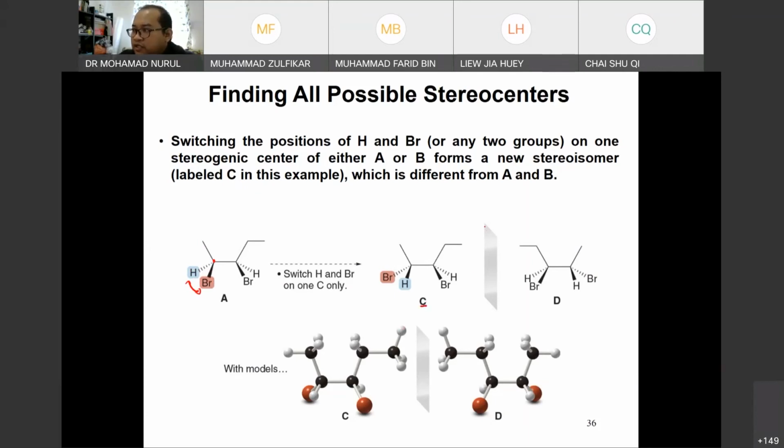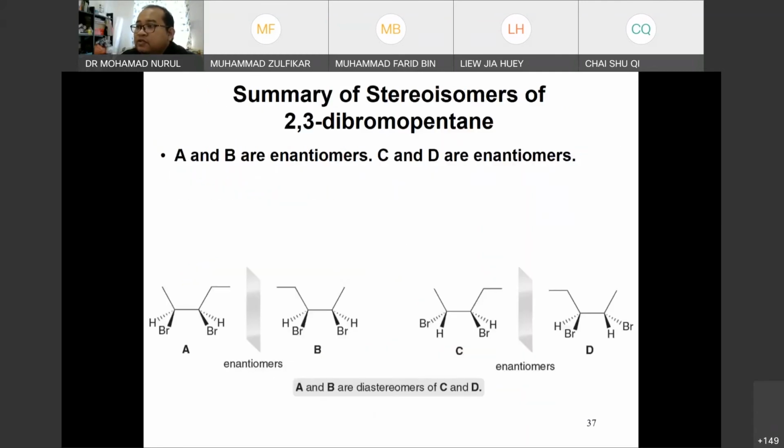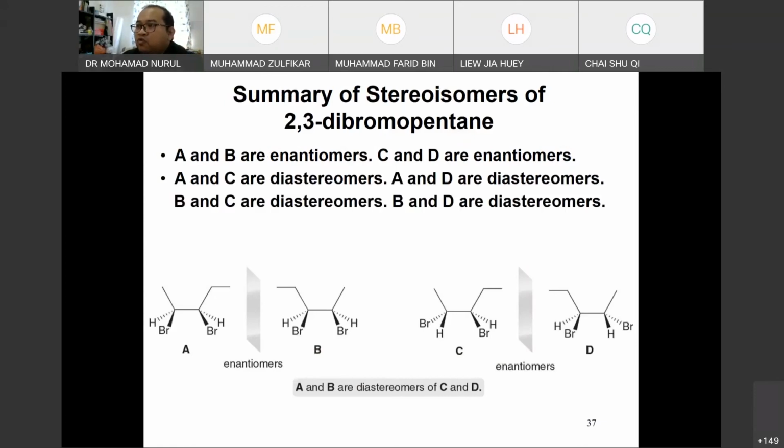Okay, draw the mirror and reflect the structures, and we call it D. So after that we have four already, four stereoisomers. Okay, so we can draw some conclusions.